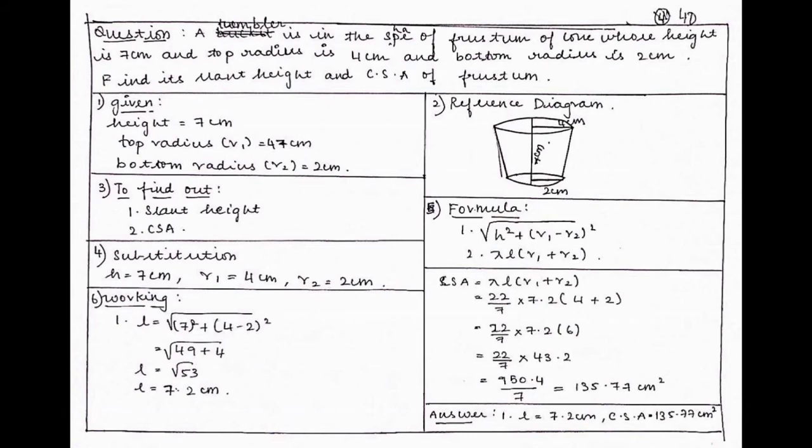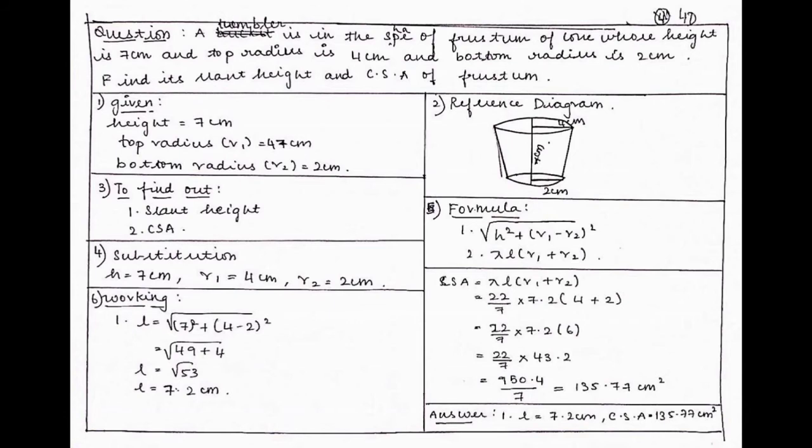7 the whole square we get 49 and 4 minus 2 the whole square we get 4. So whole root of 49 plus 4. When we add, we will get l is equal to whole root of 53. The whole root of 53 is 7.2 centimeter. So the slant height is 7.2 centimeter. Now we have got the slant height. Now we want to find the curved surface area.